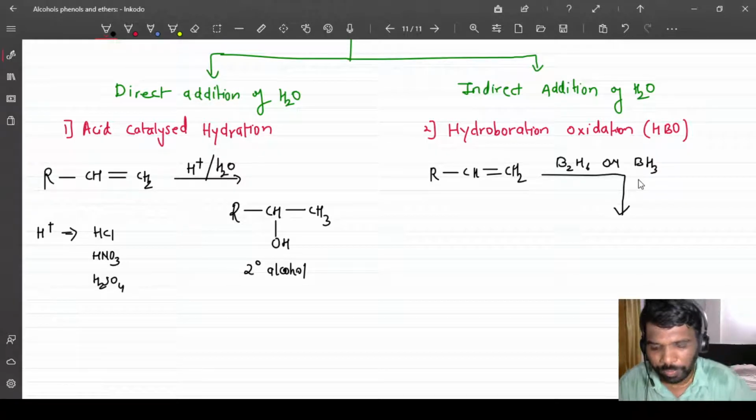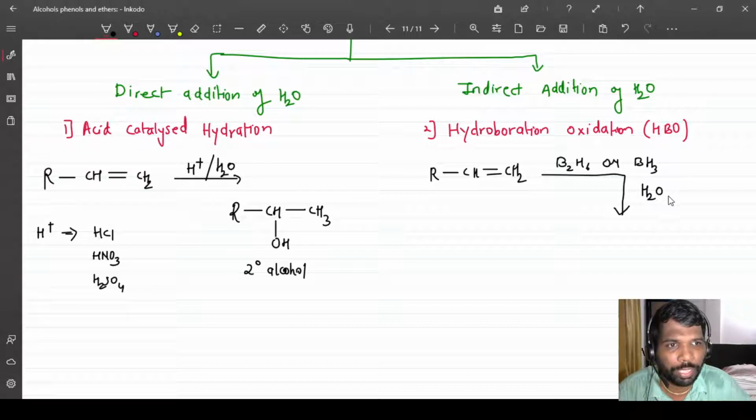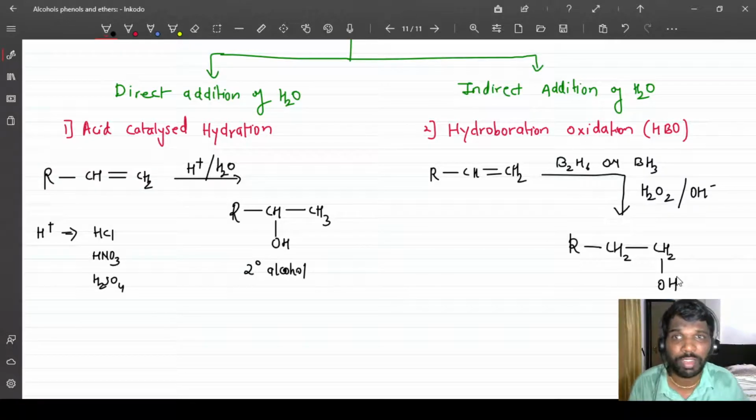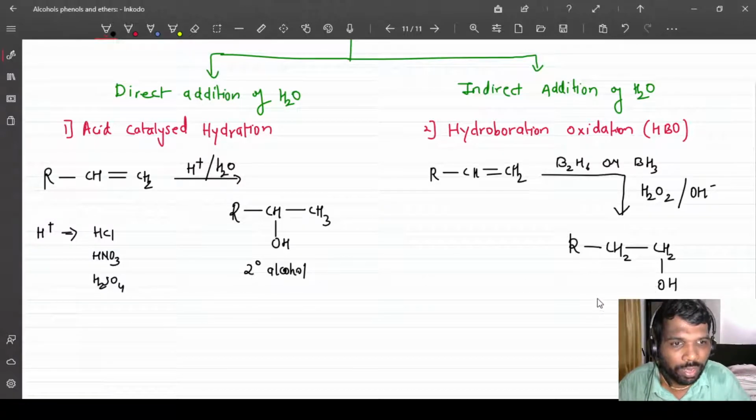This is a borohydride. The other reagents are H2O2, that is hydrogen peroxide, in the presence of base. Now, what do you get? We get an alcohol like this, CH, then CH2, and this is CH2OH. Now, if you compare both these alcohols, in one case I am getting a secondary alcohol, and in the other case, I am getting a primary alcohol.